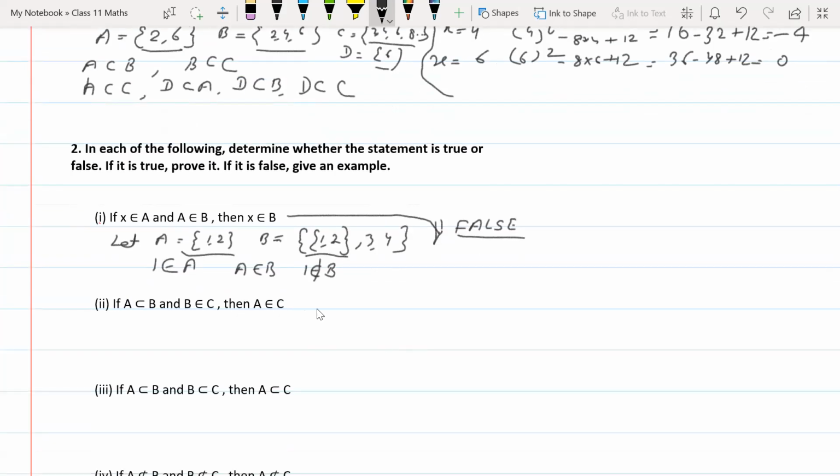Next: A is a subset of B, B belongs to C, then A belongs to C. Let A be equal to 2, B is equal to {1, 2}, and C is equal to {0, 1, 2}, a single element {1, 2}, and 3.